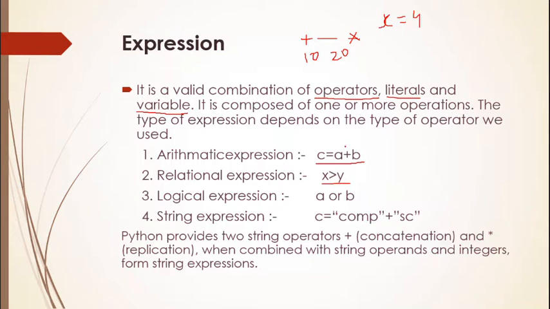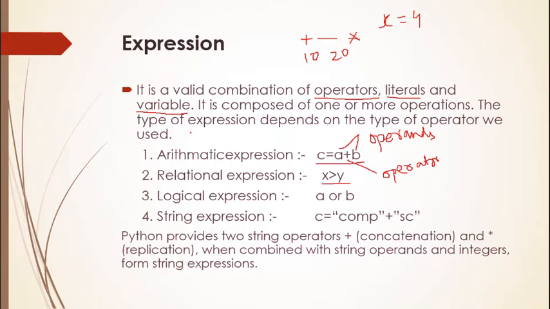We already know that the values or the variables which we use with operators are known as operands, and the symbols are the operators. We have learned these things earlier. This is the operator and these are known as operands. And when we combine these things, it becomes an expression.